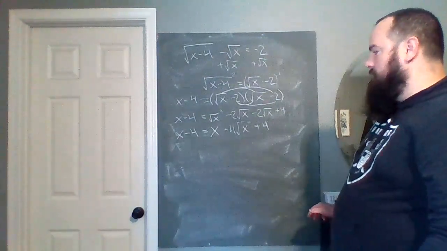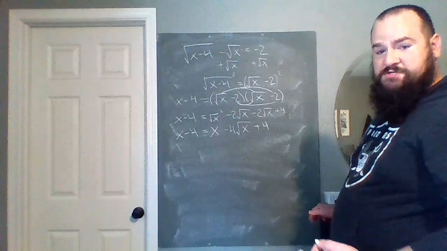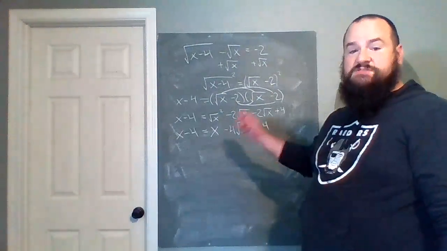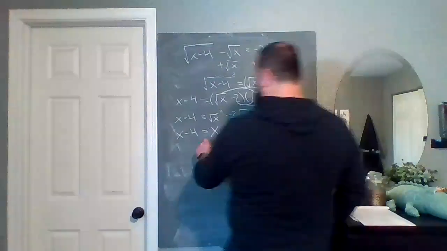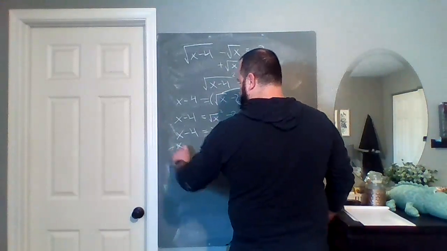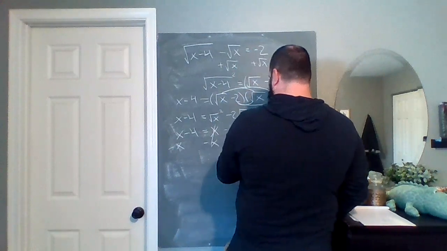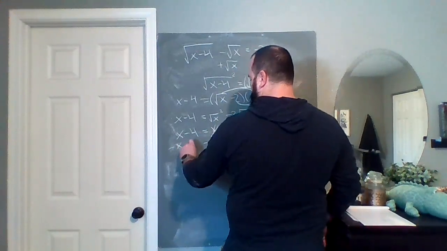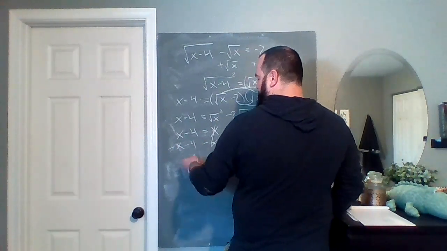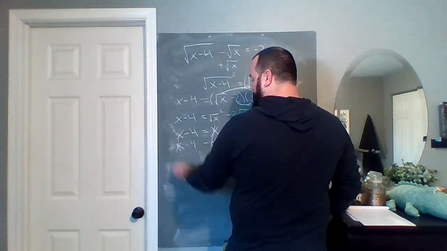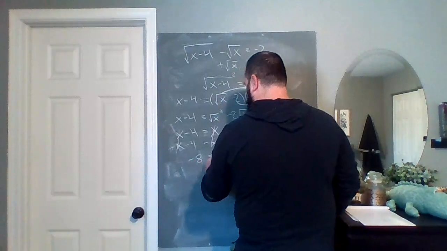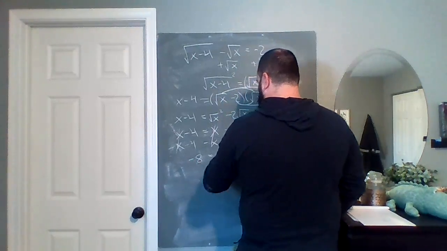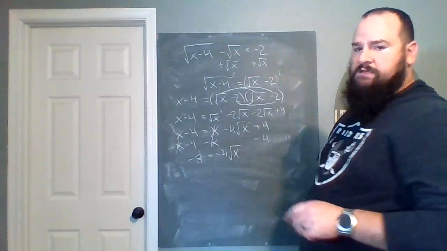So now I have another radical expression. So I need to isolate our radical. To do that, I'm going to subtract x from both sides, and I'm going to subtract 4 from both sides. What that gives me, the x minus x actually goes away, and then the -4 minus 4 gives me -8 equals -4 square root x.